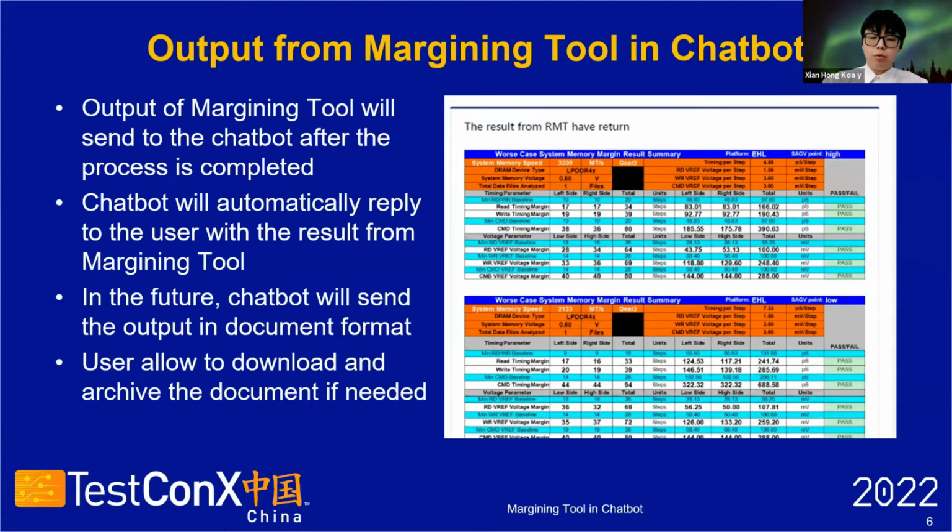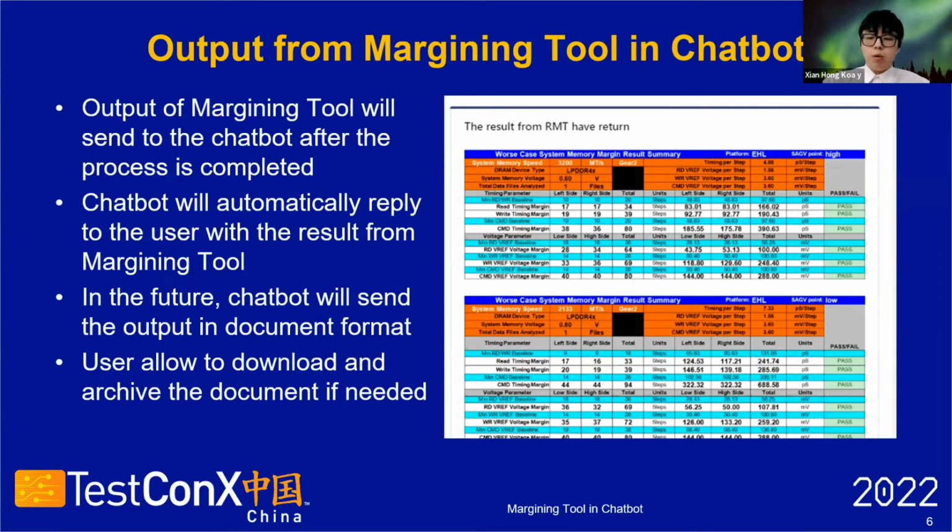The output table, which is originally in a different format, will need to be converted to an image format. Once it is converted to the image format, the chatbot can then receive it and reply to the user. This process happens automatically, and the user will receive the table on the chatbot once the margining tool has completed its analysis.